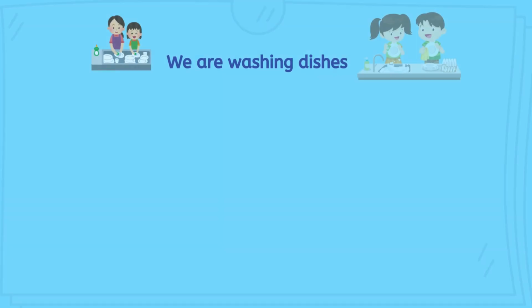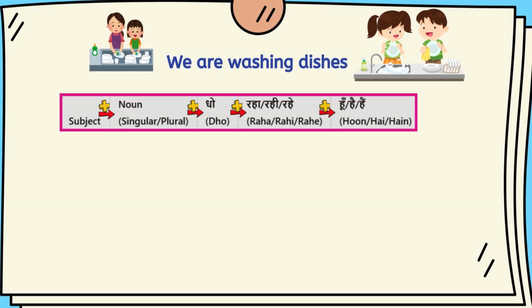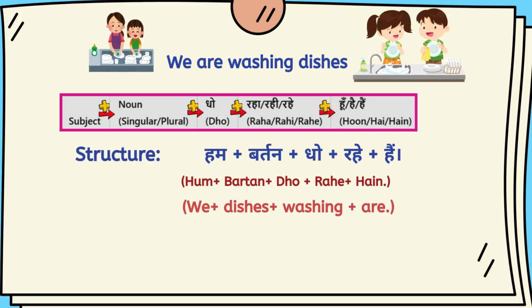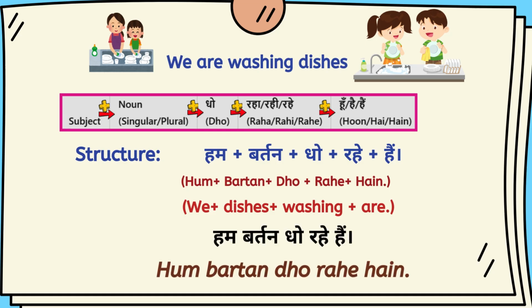Now if we say we are washing dishes, it translates to हम बर्तन धो रहे हैं. So हम means we, बर्तन means dishes, धो is the root verb, followed by रहे हैं. Now रहे हैं indicates the present continuous tense for a group that includes at least one male or a mixed gender group. And so the sentence becomes हम बर्तन धो रहे हैं.